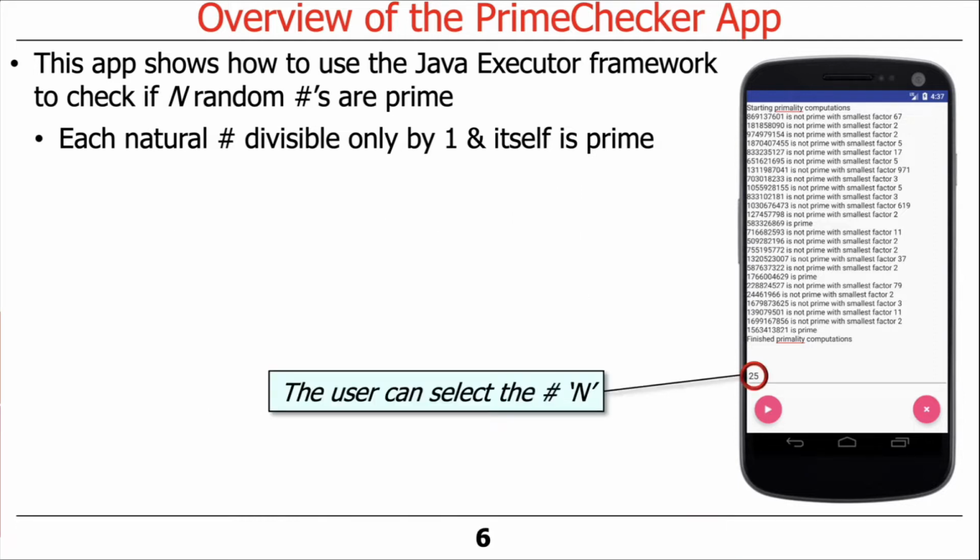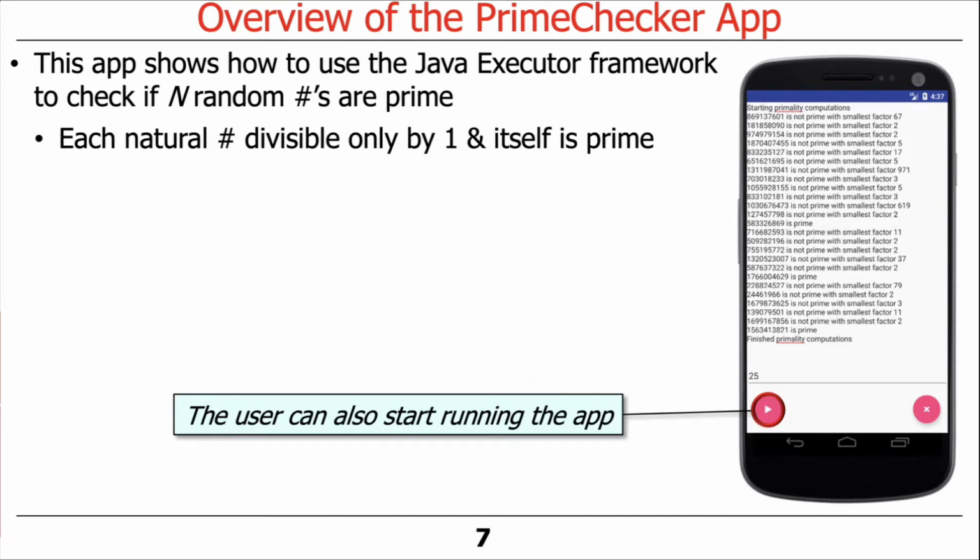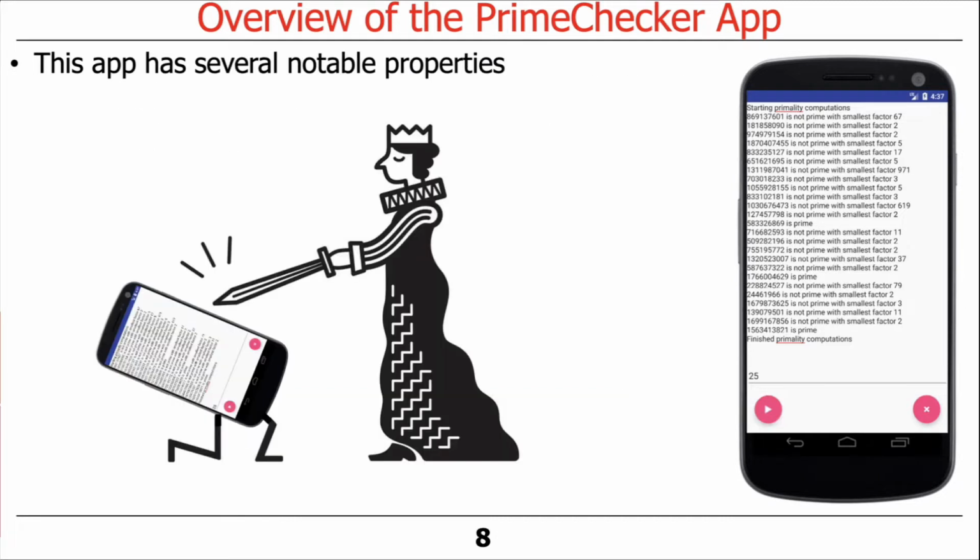You get to select through the GUI of the app, it's an Android app, the number of prime numbers you want generated to check for their primality. And then you can also start the app running. So when you click this button, it's called a floating action button, it'll start the app running.